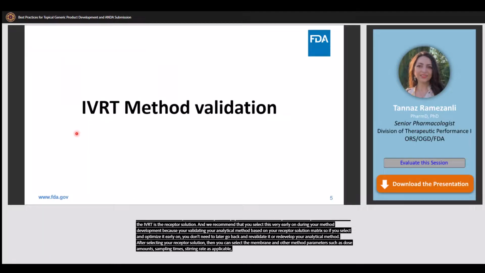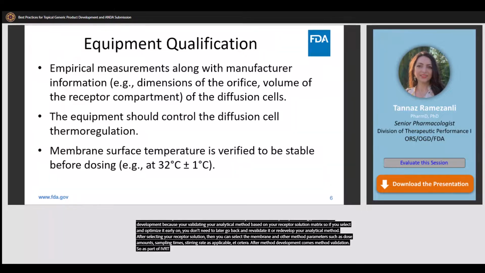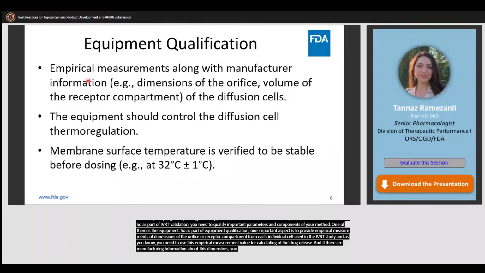After method development comes method validation. As part of IVRT validation, you need to qualify important parameters and components of your method, and one of them is the equipment. As part of equipment qualification, one important aspect is to provide empirical measurements of dimensions of the orifice or volume of the receptor compartment for each individual diffusion cell that is used in the IVRT study. As you know, you need to use these empirical measurements for calculating the drug release. And if there is manufacturer information about these dimensions, you need to submit that along with your empirical measurements.